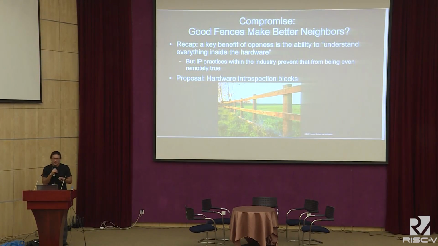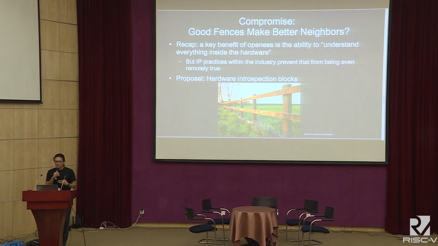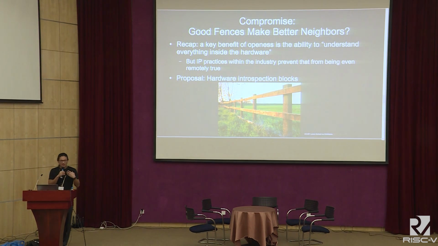And so the question is, how do you turn these realistic and conspiracy fears into an opportunity for the RISC-V community? I think the compromise might be that good fences make better neighbors. One of the key benefits of open hardware is the ability to understand everything inside the hardware, but as I said, we can't show all the pieces that we want to ship. If we can add hardware introspection blocks, things that we build and control within our RTL that can monitor the IP we're putting into things, that may be a workable compromise.